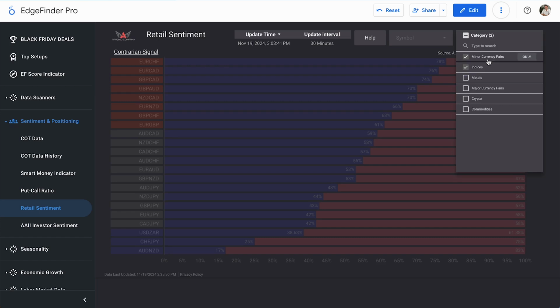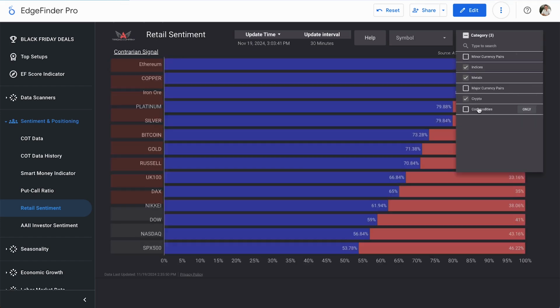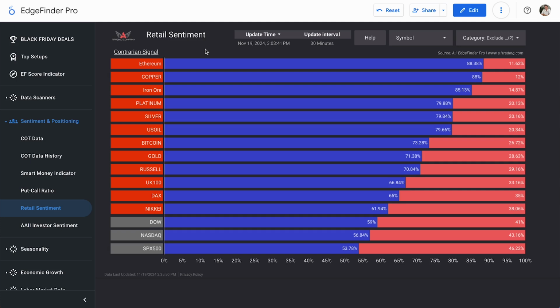Now let's finish up with our indices, metals, crypto, and commodities. Recently, these have been really hot commodities in terms of the day trading world. The overall crowd is very, very long on things like Ethereum, platinum, silver, oil, Bitcoin, gold, the UK 100, the DAX, and the Nikkei. All of these things here favored over 60% on the long side. So we are going to give all of these bearish indications here. The Dow, the Nasdaq, and the S&P 500 are all 50-50, too close to call one way or the other.